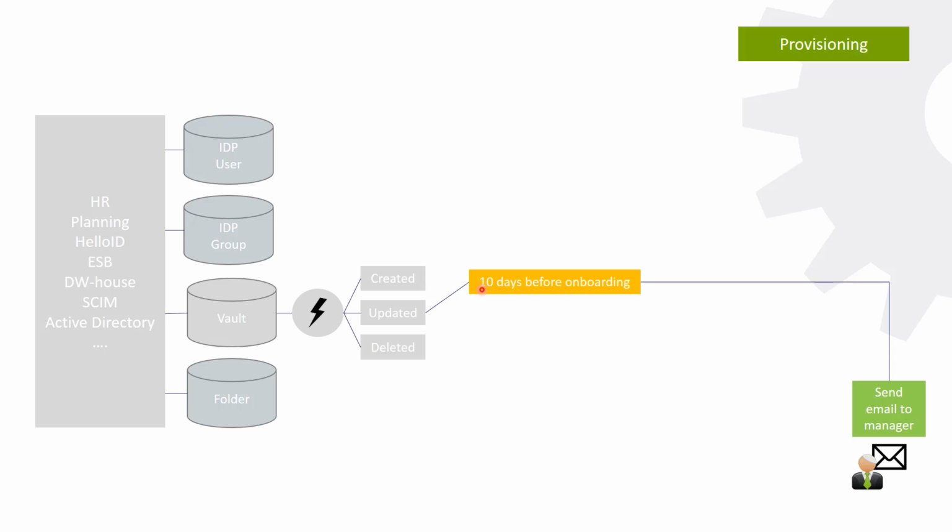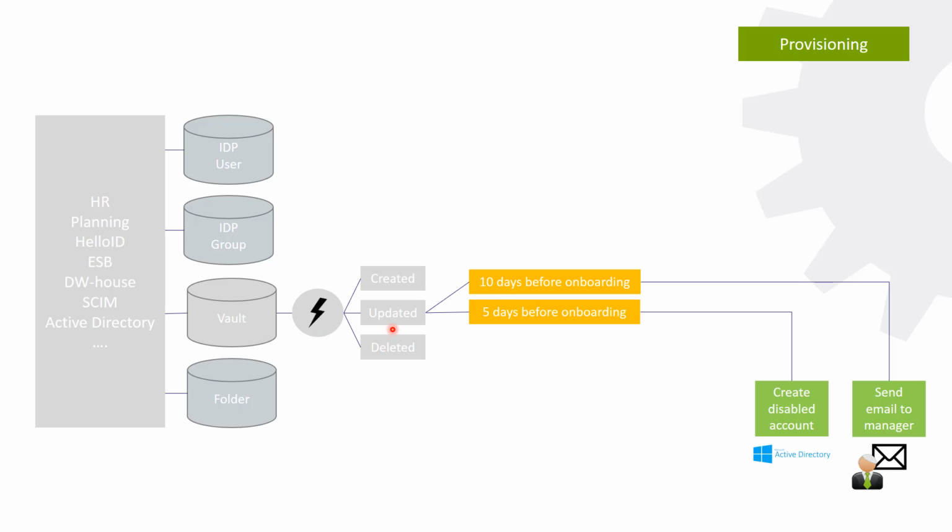And this is the fine-grained event element. So now you can say if the updated event occurs, you want to do something 10 days before the onboarding. So you want to specify a specific condition before the action will be fired off. So you don't want to have all actions being fired off, but only this action, to send an email to the manager to inform that somebody is going to be onboarded via the HR system.